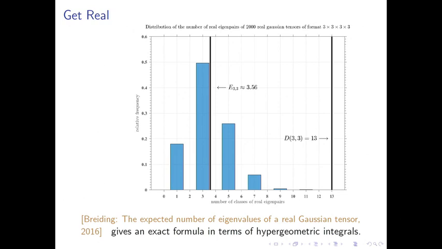Let's look at this histogram. This is for a 3 by 3 by 3 by 3 tensor. So we know the complex count is 13. And this histogram shows the real count. Most of the time, 3 of these will be real, sometimes 1, sometimes 5, rarely 7, occasionally 9, very rarely 11, and really, really rarely 13. So that's the real distribution of the eigenvectors of such a 3 by 3 by 3 by 3 tensor.